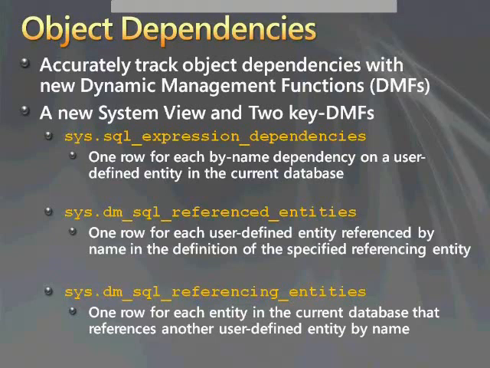The first DMF, that is sys.dm_sql_referenced_entities, given an entity, an object, displays all the other objects, entities, referenced by the given entity. And the opposite of that is the sys.dm_sql_referencing_entities DMF, which, given an entity, returns all the other entities referencing the entity we used as input. Let's jump to the next demo and see this.